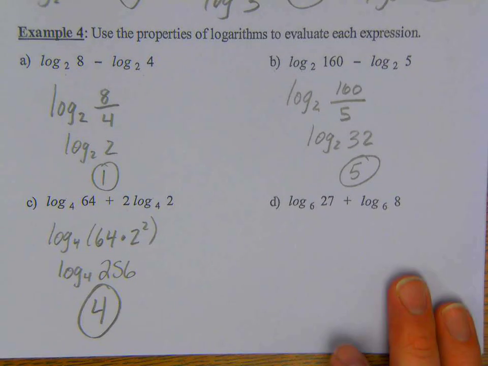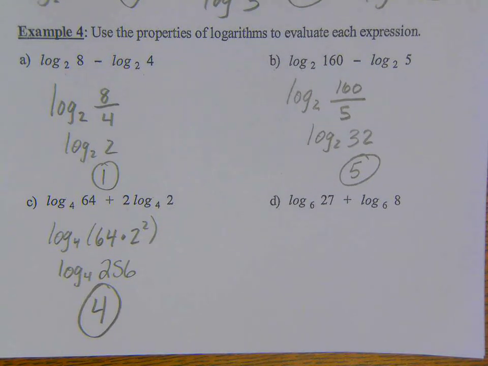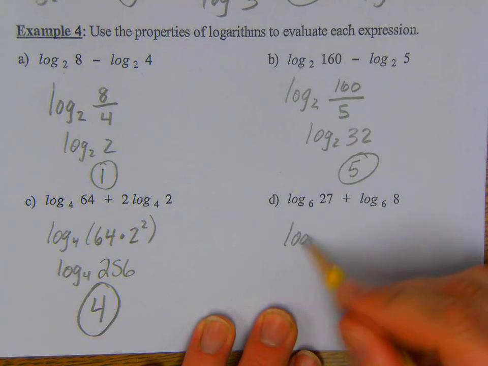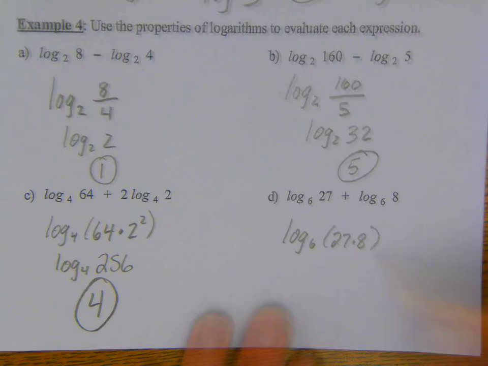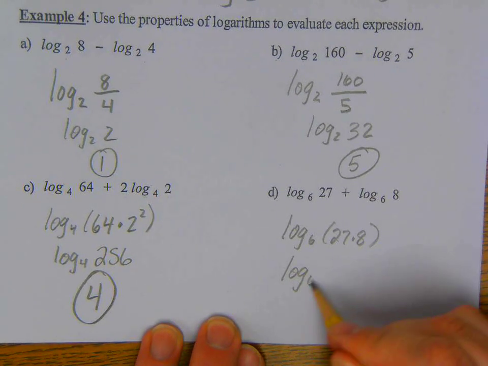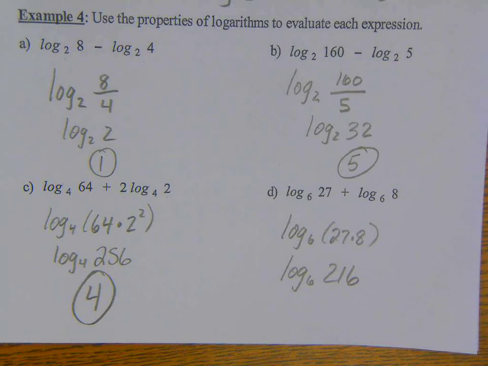So I didn't need to resort to the change of base formula for these because I could use the properties to figure them out. Here I've got log base 6 of 27 times 8. What's 27 times 8? 216. 6 to the what is 216? You'd be able to figure it out pretty quickly because 6 squared is 36, 6 cubed is 216.